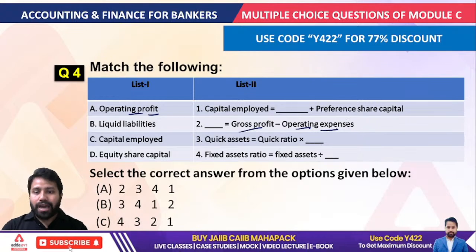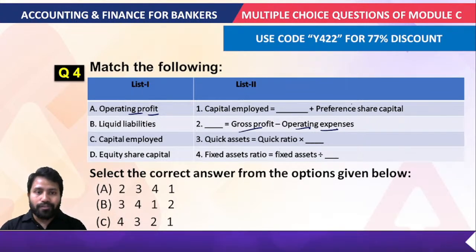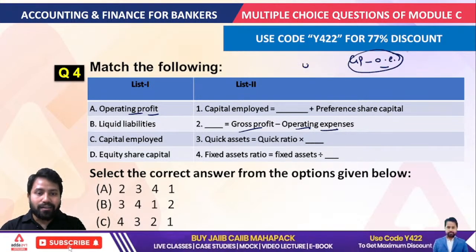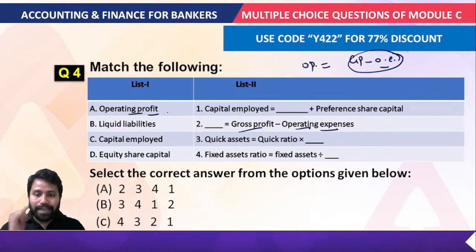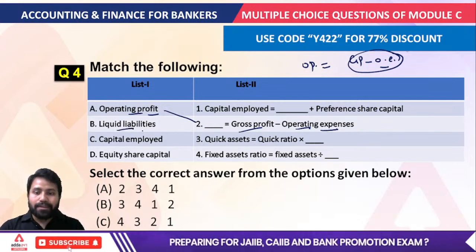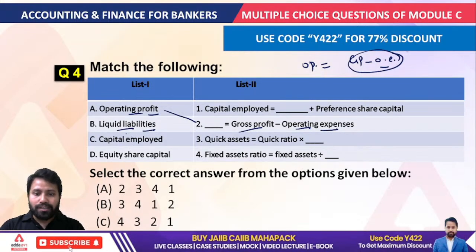Okay, so if I have to calculate the operating profit, you can understand that from the gross profit, if I just deduct the operating expenses, then I will get the operating profit. So the operating profit is your gross profit minus operating expenses. Liquid liabilities, or the current liabilities, you can understand.